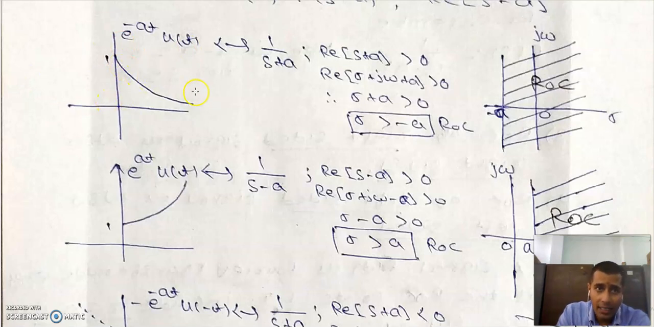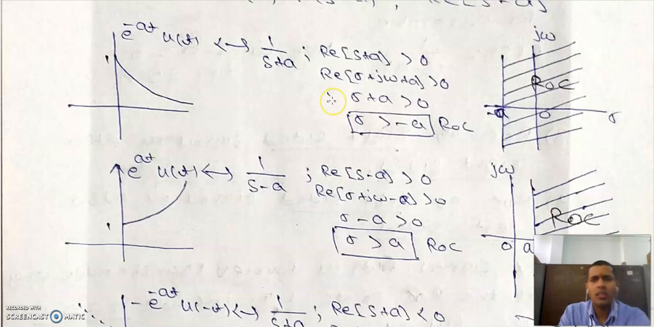And u(t) means it is right sided. E to the power minus at is an exponentially decaying function. So its Laplace transform is 1 upon s plus a. Already we have seen that for u(t) the Laplace transform is 1 upon s, and for e to the power minus at, s is replaced by s plus a. So 1 upon s plus a. Now the real part of s plus a is greater than 0, and s is equal to sigma plus j omega. So its real part sigma plus a is greater than 0, so sigma is greater than minus a. That means its ROC is greater than minus a, which is represented in this graph. Also see that this is a right sided signal, so for a right sided signal we get a right sided ROC.